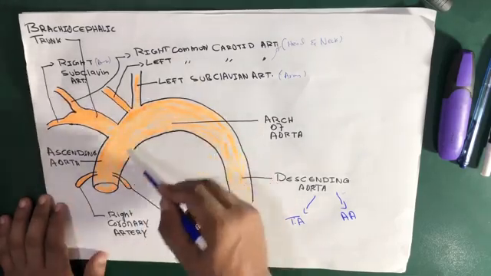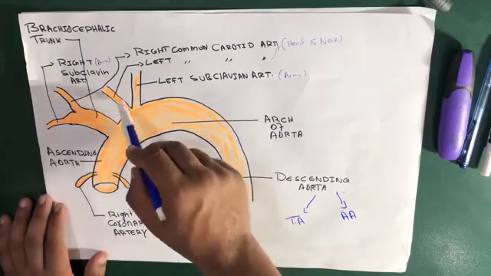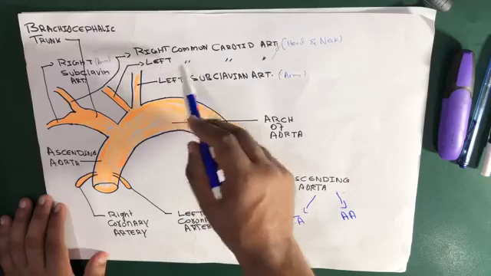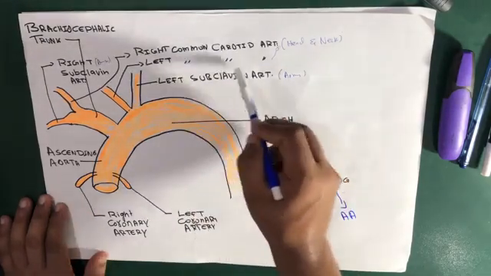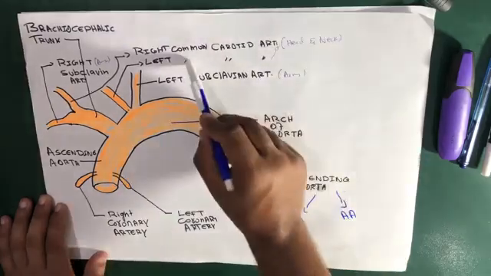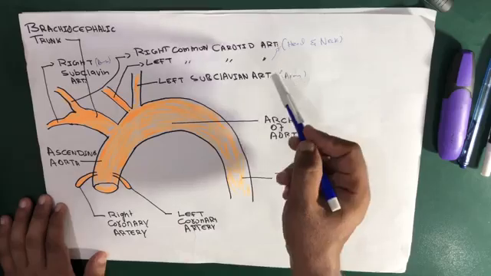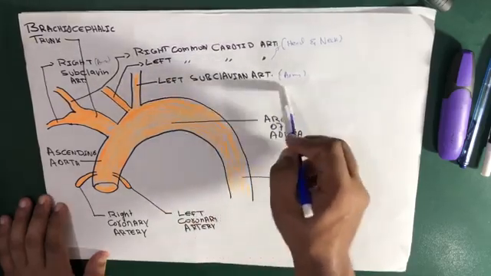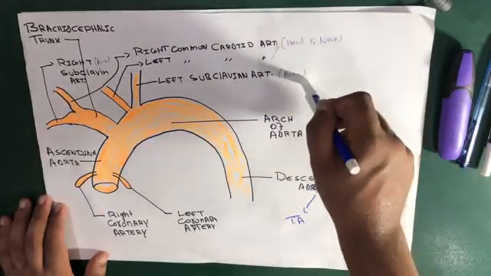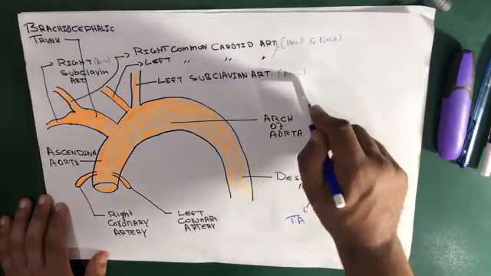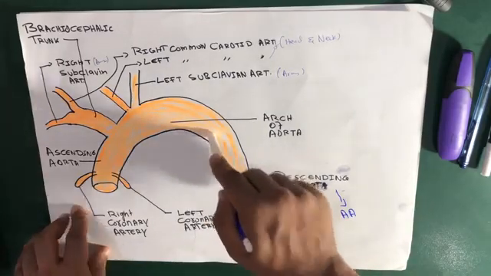We have two other branches which are not part of the brachiocephalic trunk but are branches of the arc of aorta: the left common carotid artery and the left subclavian artery. The left common carotid artery supplies the head and neck, similar to the right common carotid artery, but on the left side of that area, and the left subclavian artery supplies the left upper limb of the body. So this is all about the arc of aorta.